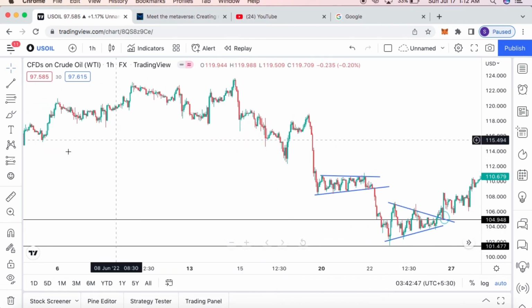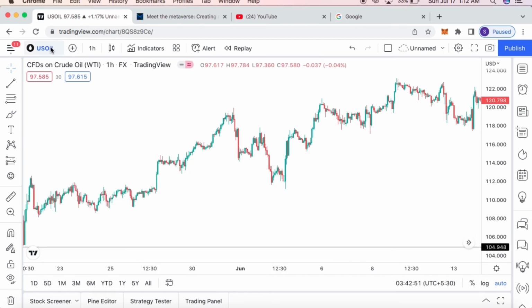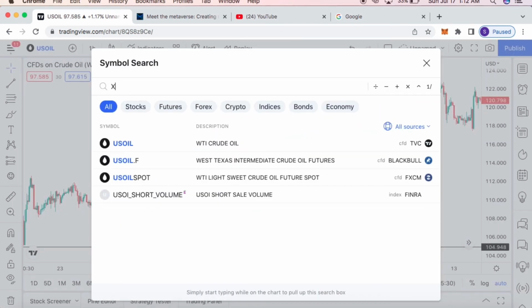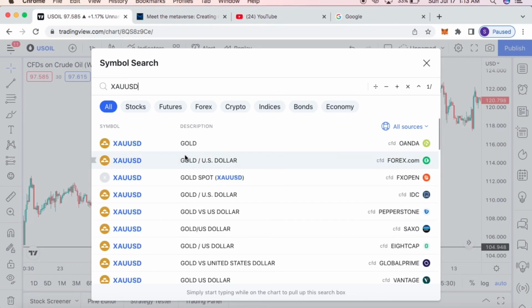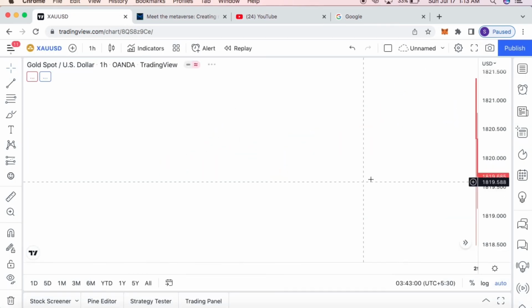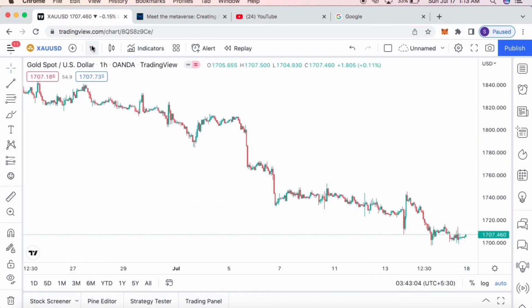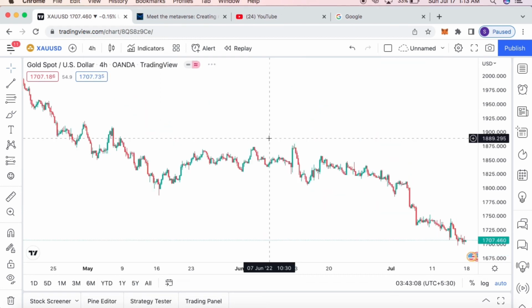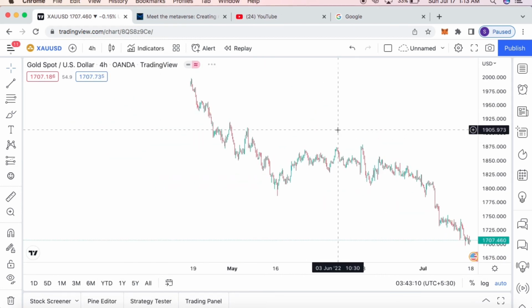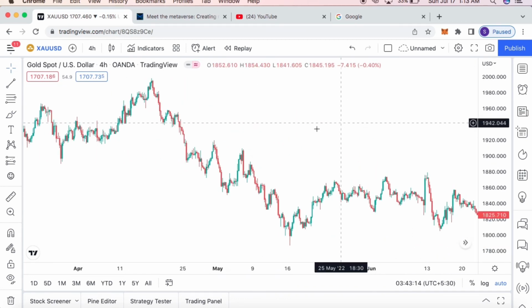So this is US oil. Even when you go into the gold, you are going to find patterns there, guys. You're going to find patterns even on the gold pair. So this is the gold pair, as you can see. So this is the bigger time frame. So let's jump onto the 4-hour time frame for gold. As I told you guys, we look for patterns on bigger time frames, not small time frames really. Wherever we go, we find patterns.